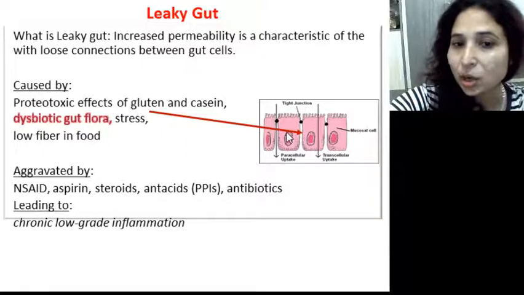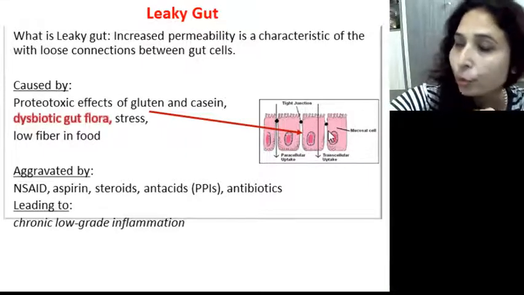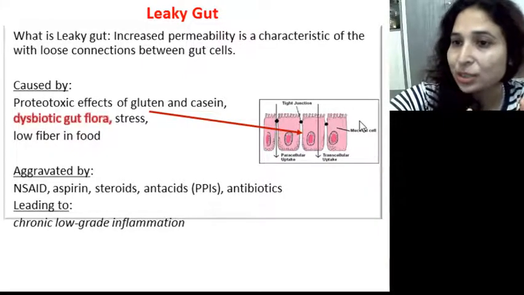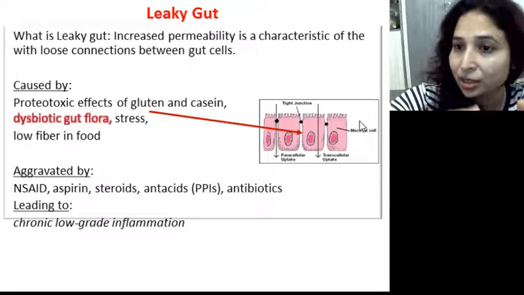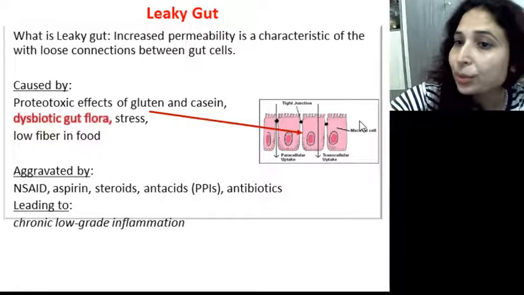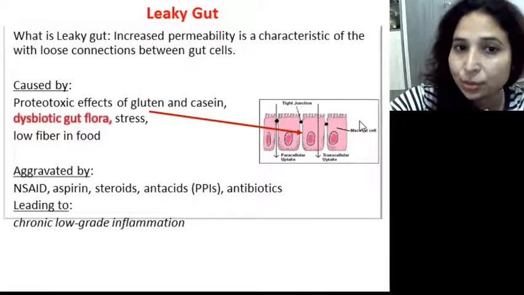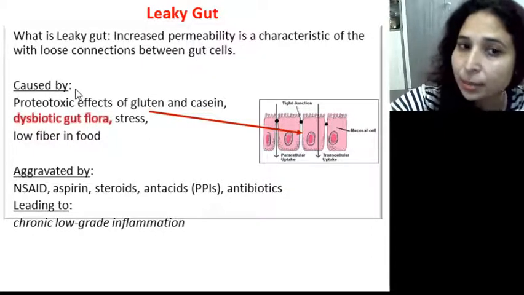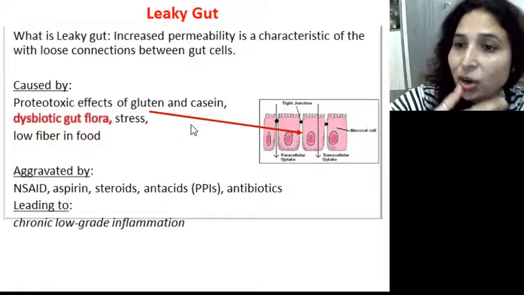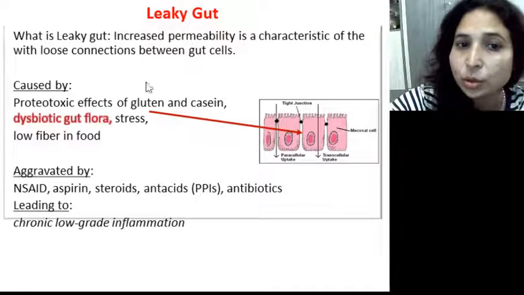In a condition called leaky gut, these junctions become more porous, and the absorption of toxic molecules into the bloodstream takes place, and this in return can cause many consequences and may also cause autoimmunity in an individual. There are some agents like gluten and casein. The proteolytic effect of these molecules may cause a condition called leaky gut. Gluten is found in wheat, and casein is a molecule that is found in milk.